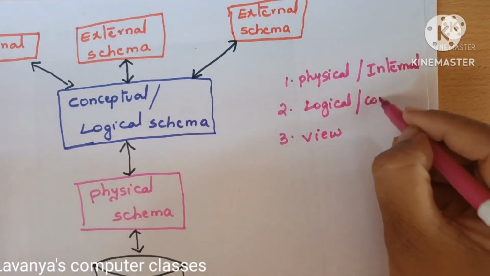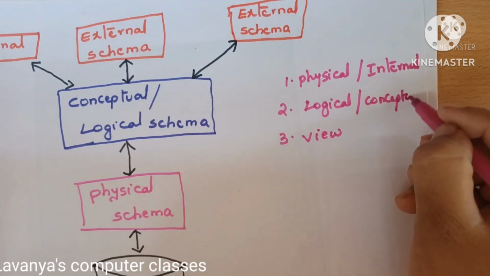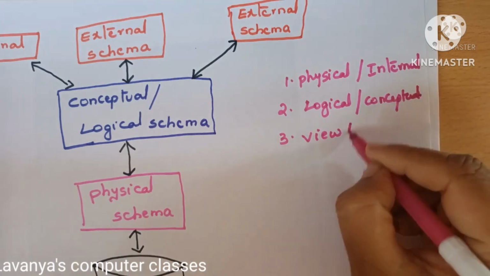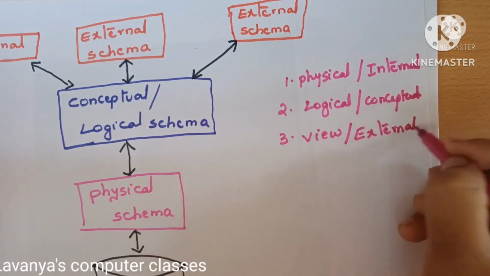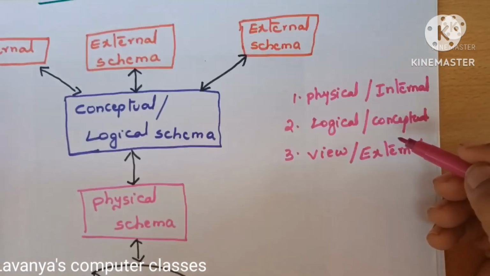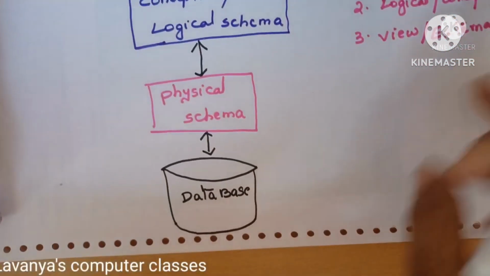Logical level is also known as conceptual level. View level is known as external level. So these are the names for the three level architecture. So here is the diagram.